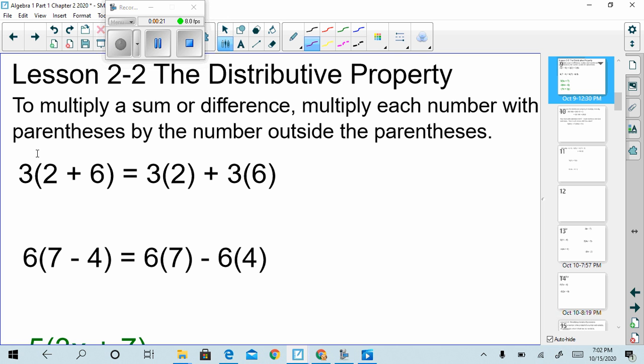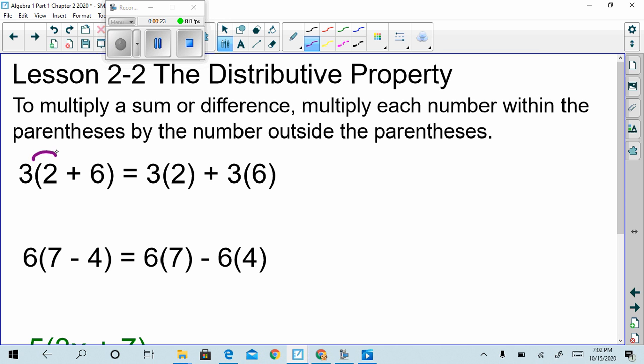Well, I have 3 times 2, and I have 3 times 6. The key to this is to remember to share it with both terms within that parentheses. 3 times 2 is 6. 3 times 6 is 18 for an end result of 24.